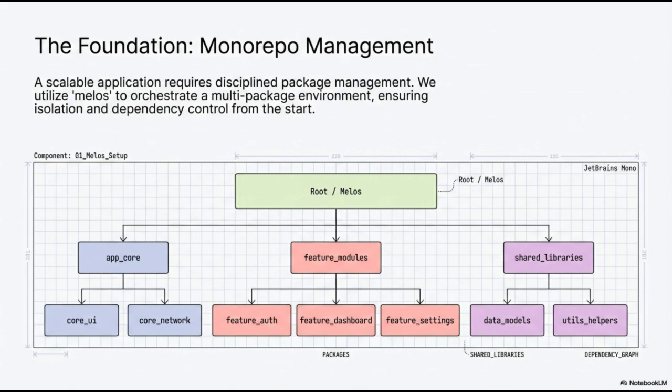The App Core handles foundational logic, such as our core UI and networking layers. Feature modules are separated by business domain, specifically authentication, dashboard, and settings, to allow for modular growth and independent testing. Meanwhile, shared libraries provide common resources like data models and utility helpers that are used across the entire codebase. This structured approach establishes a clear dependency graph, allowing us to effectively manage complexity as the application scales.